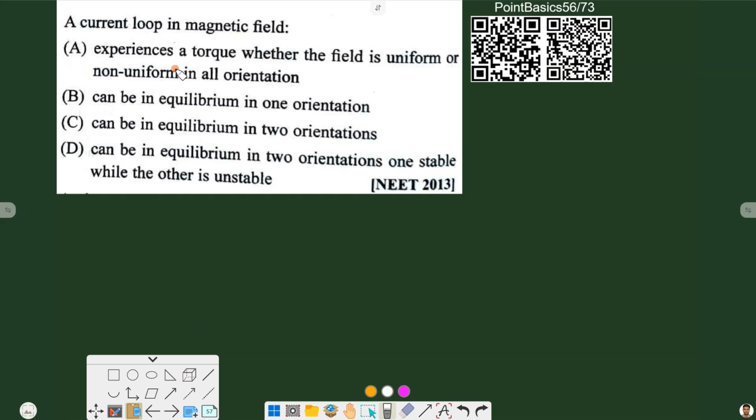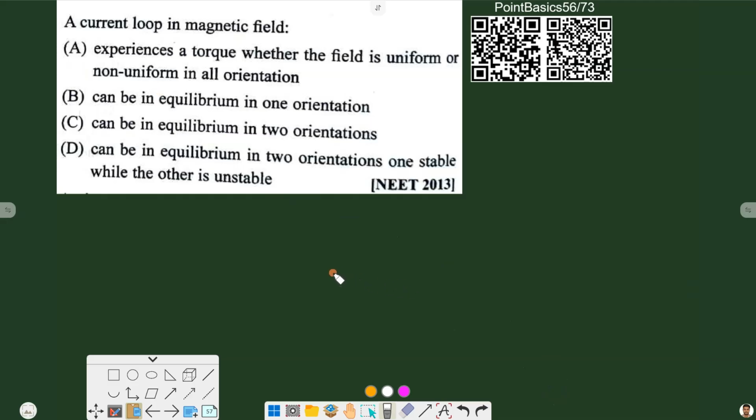A current loop in a magnetic field experiences a torque whether the field is uniform or non-uniform; can be in equilibrium in one orientation; can be in equilibrium in two orientations; can be in equilibrium in two orientations, one stable while the other is unstable.